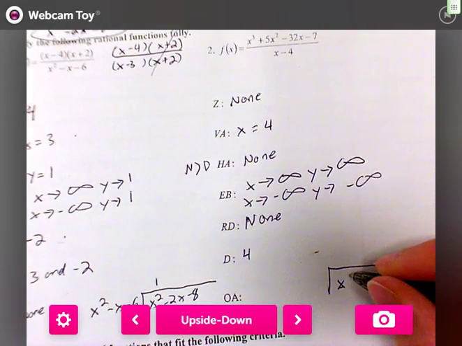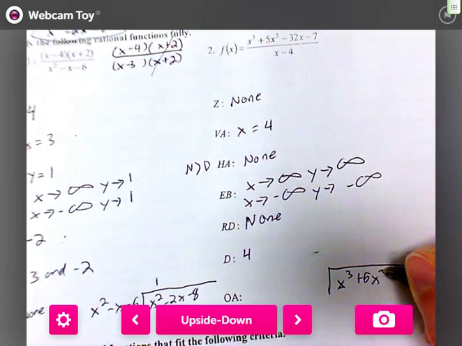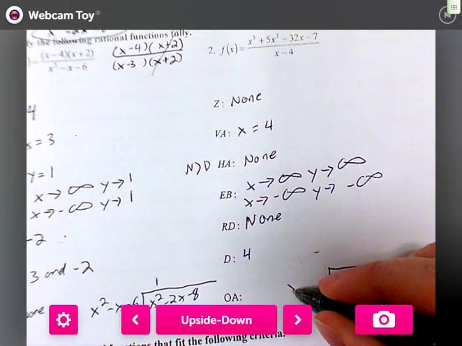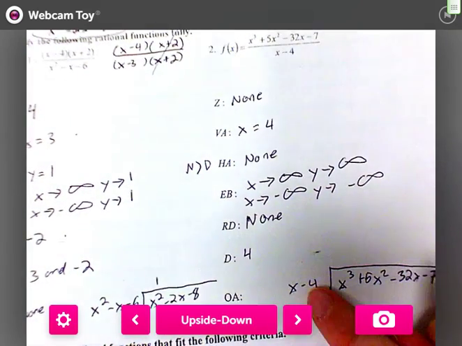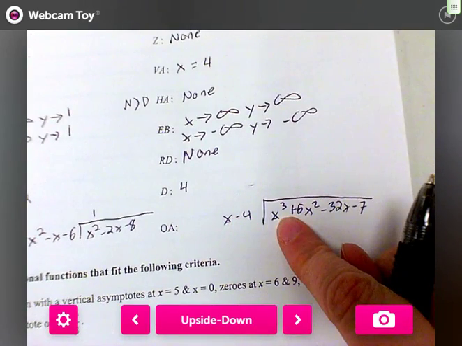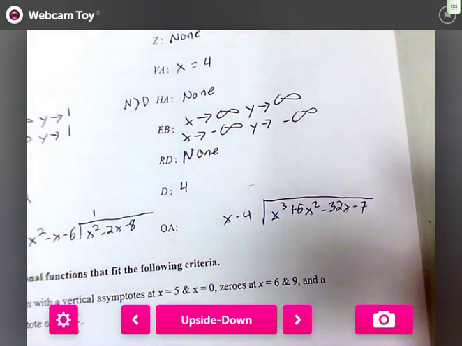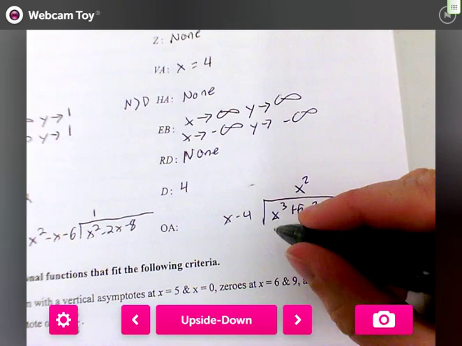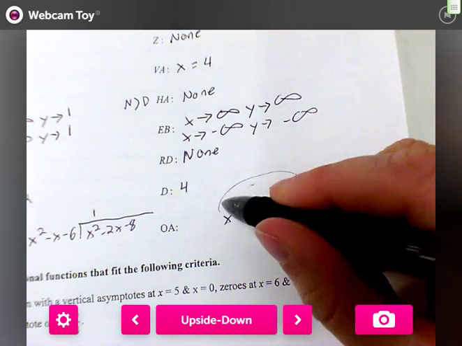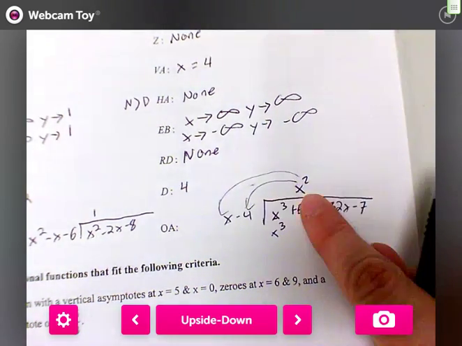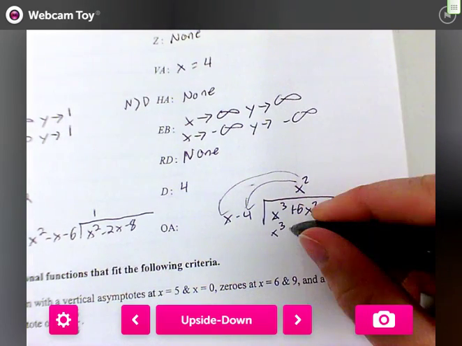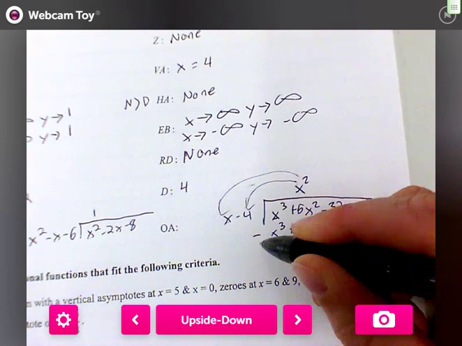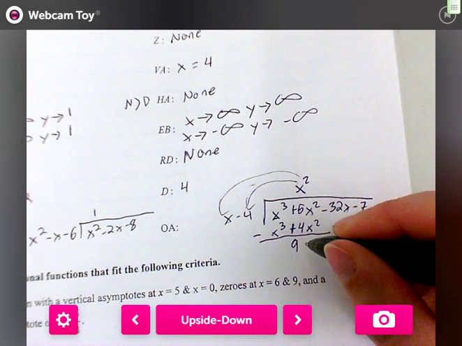So I've got x to the third plus 5x squared minus 32x minus 7, and I've got x minus 4. What times x gives me x to the third? X squared times x gives me x to the third. Remember, we have to times them by both each time. X squared times negative 4 is negative 4x squared. I change my signs. I add straight down. I'm going to get 9x squared.